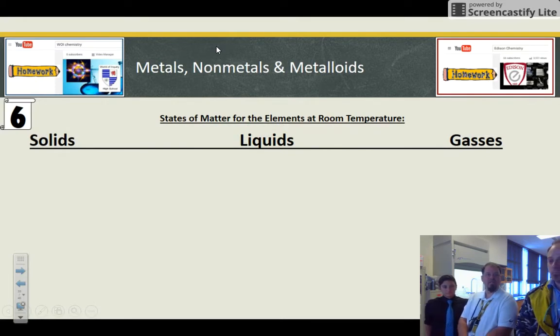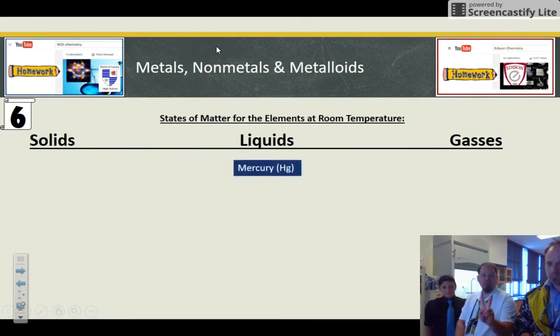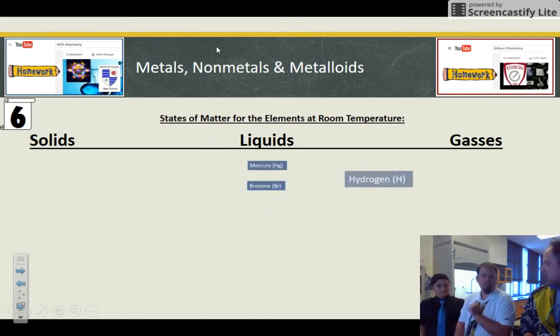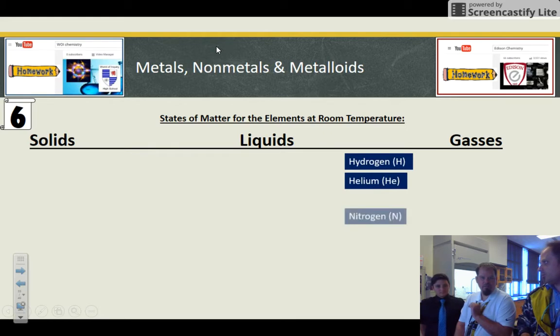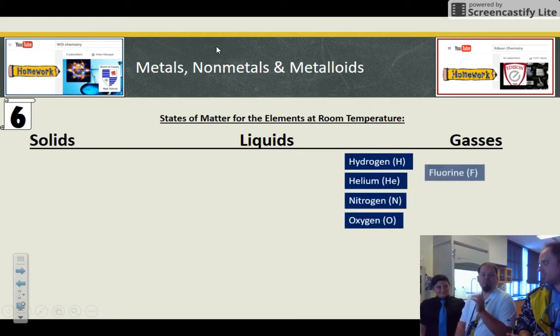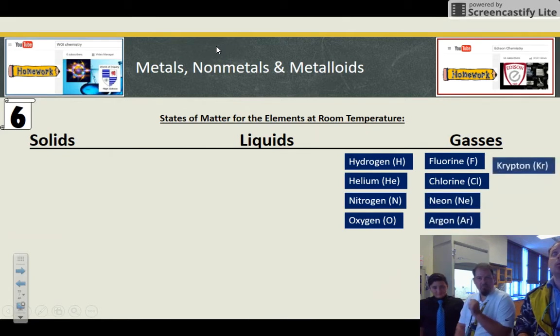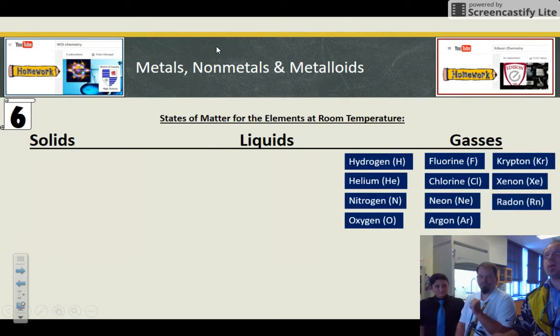One last time, solids, liquids, and gas. There are 2 liquids, 1 metal, 1 non-metal: mercury and bromine. We don't play with mercury anymore because it's poisonous. Then we have some gases, the halogens and the noble gases. There's only 7 plus 6, 13.